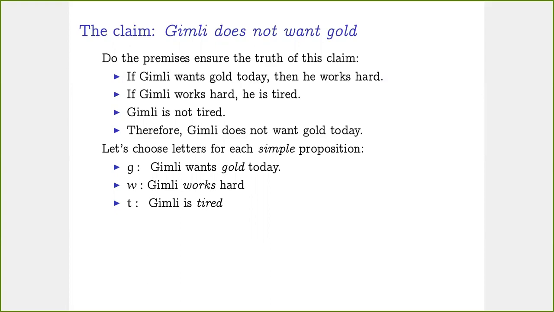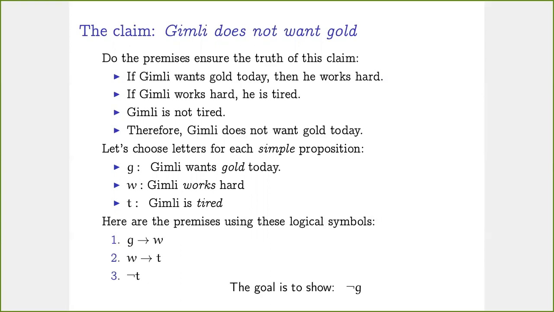Now, we're going to translate the premises and the conclusion into a symbolic form. Here it is. The first premise, if Gimli wants gold today, then he works hard, is G implies W. The second premise, if Gimli works hard, then he's tired, is W implies T. And the third premise, Gimli is not tired, is not T. The conclusion, what we want to show, is not G.